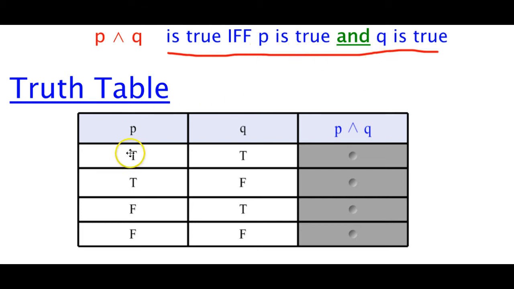So if P and Q are true, then this has to be true, right? If P is true and Q is false, then this has to be false. False, true, has to be false. False, false, definitely has to be false, right? So again, they both have to be true in order for P and Q to be true.